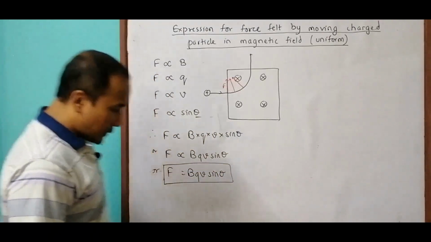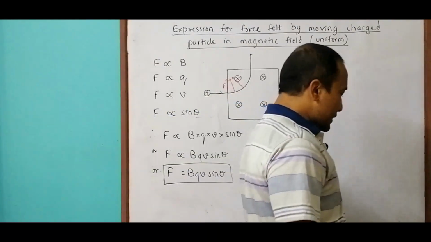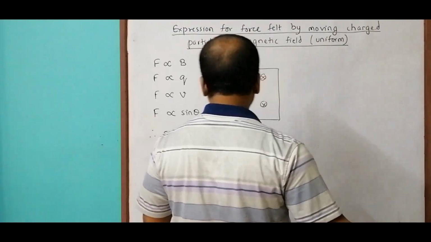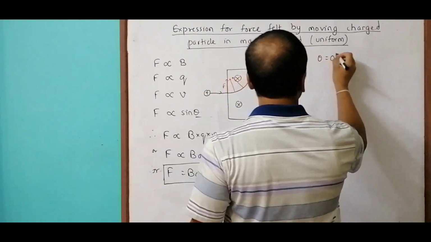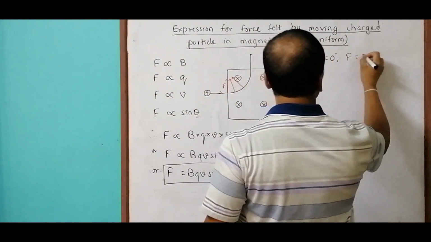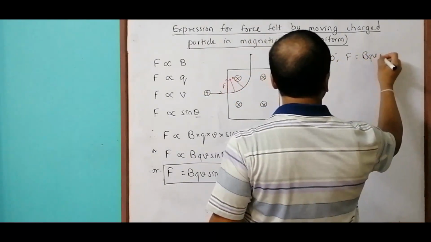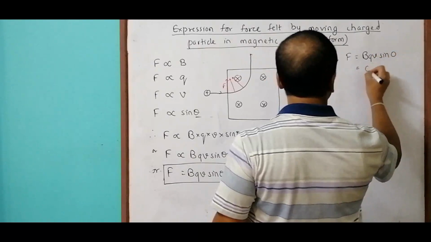Now, as we know from here, we can easily conclude that if theta equals 0 degrees, I will have F equal to BqV sine of 0, and that's equal to 0.